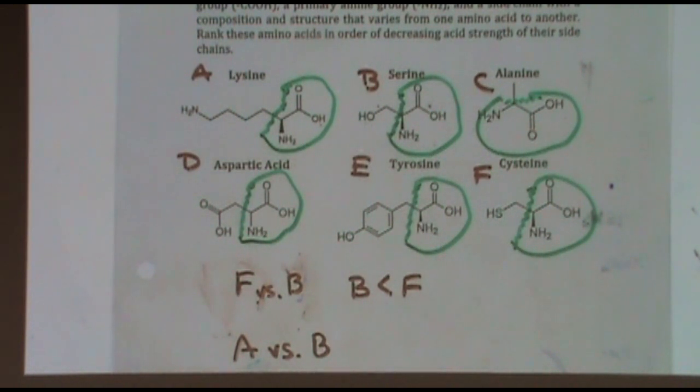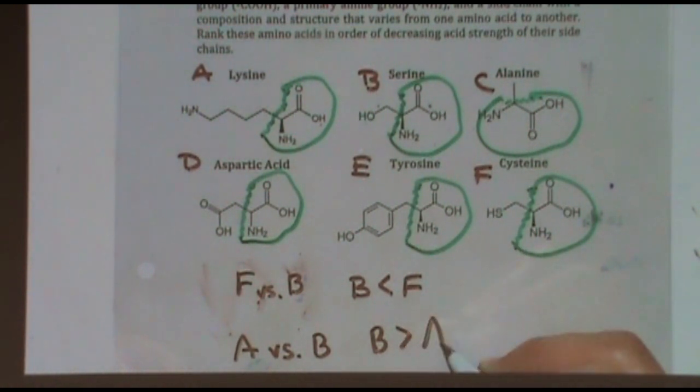Yeah, A has a longer chain, that's true, but you're really comparing the nitrogen with the oxygen. Okay? So you're looking along the row of the periodic table. You're comparing nitrogen and oxygen. You need to remember, because of electronegativity, as you go to the right on the periodic table, you're becoming a stronger acid. So, B would be a stronger acid than A.